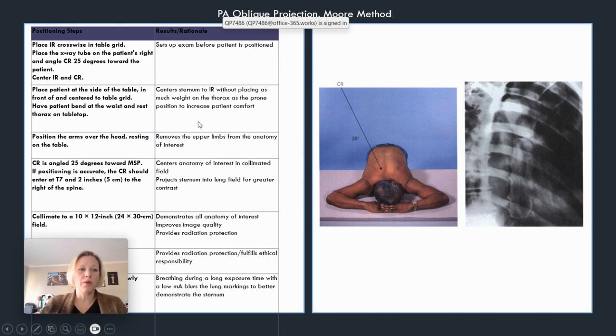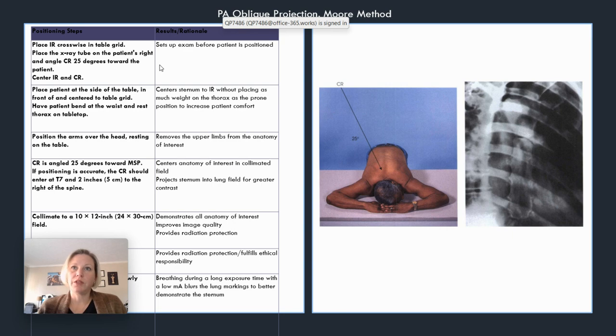All right, for the Moore method for patients who are not able to rotate, your IR is going to be crosswise. The x-ray tube is on the patient's right, and you're going to angle so that your CR is 25 degrees towards the patient. You're going to center your IR to your CR. Place the patient at the side of the table in front of and center to the table grid.